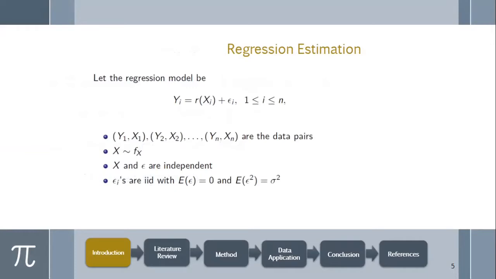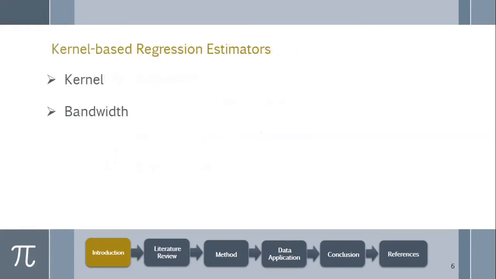here in regression estimation, with all settings that we know about the regression model, the aim is to estimate the unknown regression function. Here, we only have one predictor in the model, and we want to use the nonparametric approach to estimate this unknown function. From different estimators, we will focus on kernel-based regression estimators.